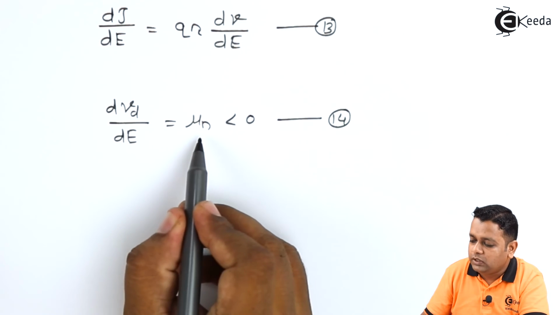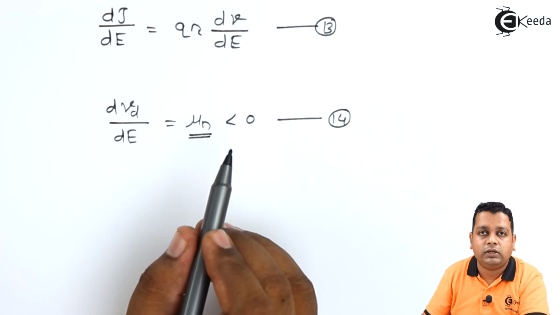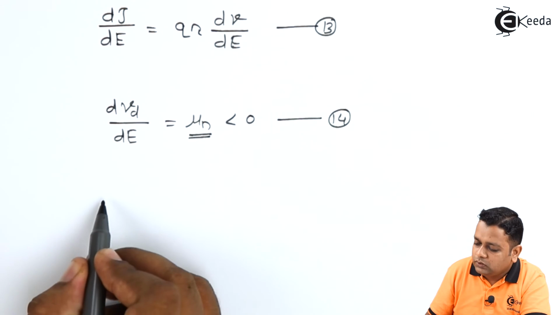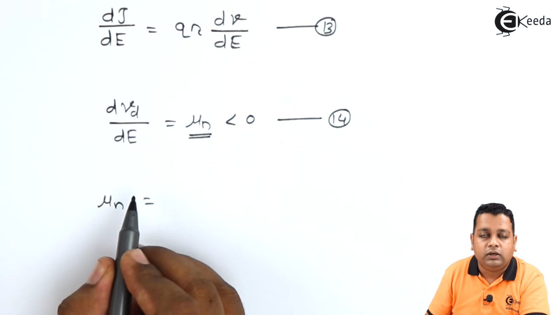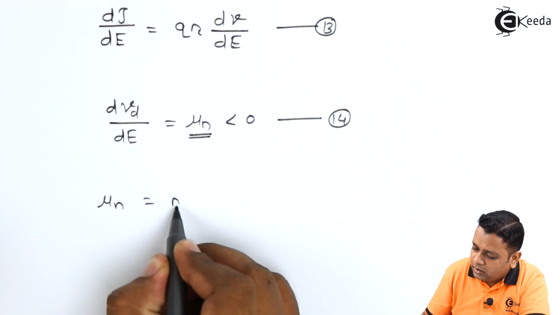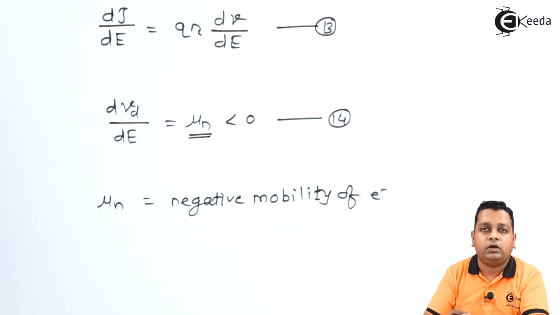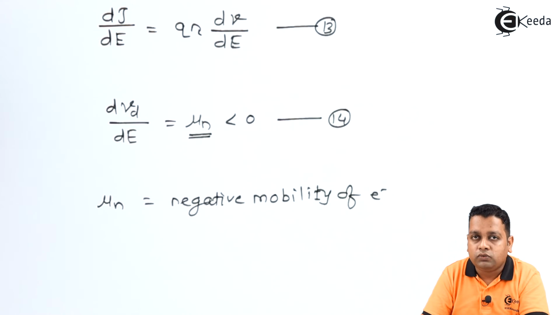Here is the representation of suffix n to the mu. So mu is with respect to all the electrons inside the bulk device. Here mu suffix n denotes the negative mobility of the electron. So here I write negative mobility of the electron. Now, due to the negative mobility of the electron, the drift velocity will be reduced, and finally the device operation will be there. The negative resistance will finally lead to energy generation in the microwave form.